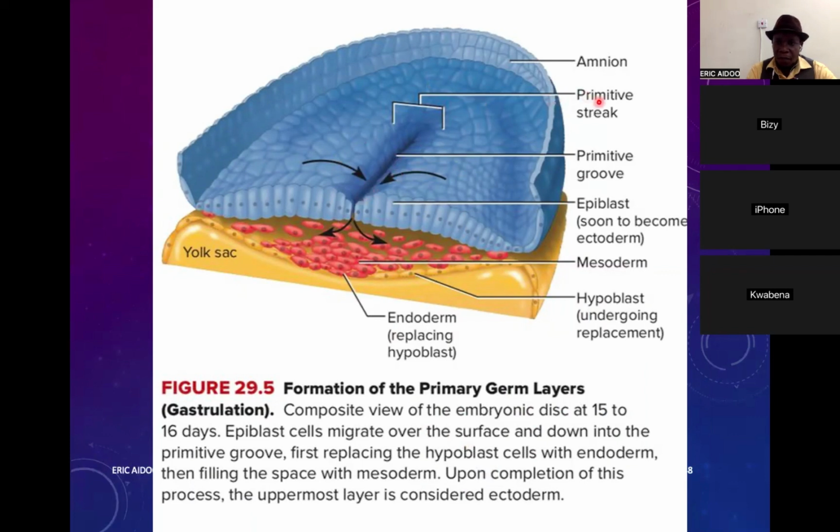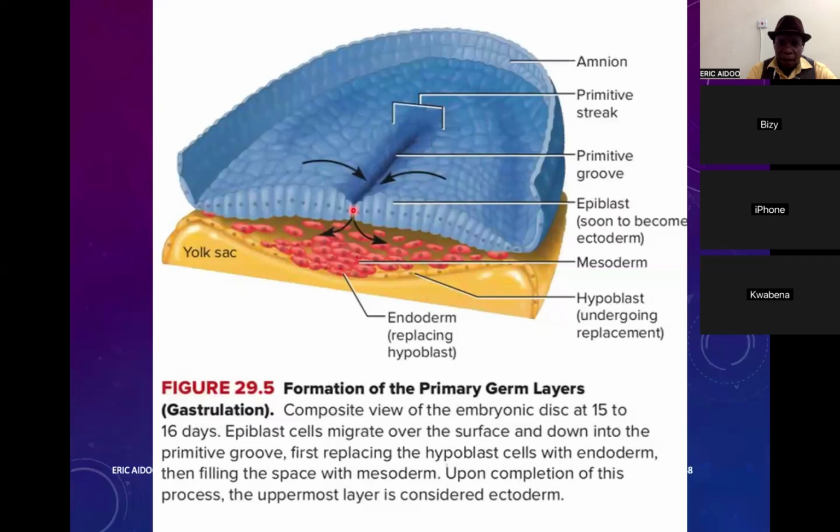That is the primitive streak I told you about. That would be the amnion, or the amniotic membrane, which actually forms a roof around the epiblast, which will later become the ectoderm. Okay, and it will be filled with fluid. So the amniotic fluid will just be on top of the epiblast.